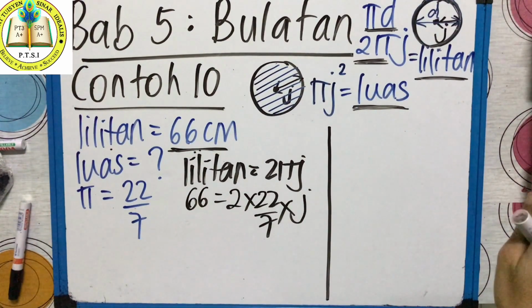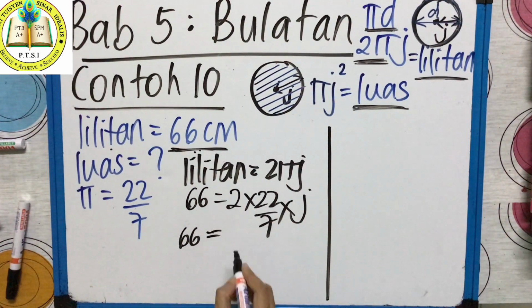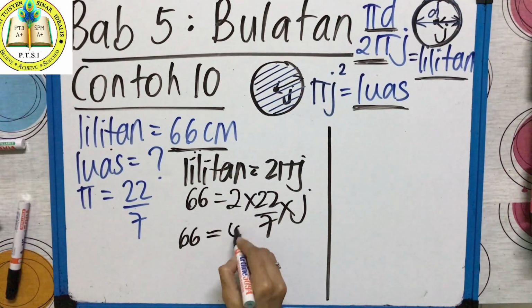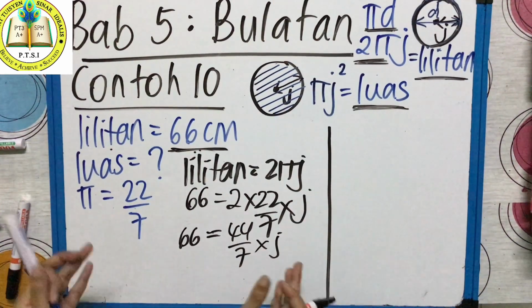Tak boleh dapat jawapan. Then why they give you lilitan? Use the lilitan formula first. Ganti, solve to find the j. How to solve? 66 equal 2 times 22/7, you get 44/7 times jejari. So you want to get jejari, what teacher says?